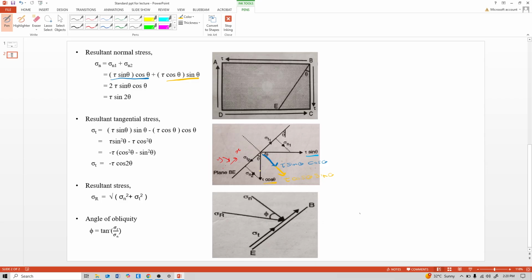This tau cos theta resolved into the y-axis, and this tau sin theta resolved into the y-axis, gives sigma n1 plus sigma n2. Now taking tau common, that means 2 tau and sin theta into cos theta remaining. So 2 tau sin theta into cos theta, tau as it is, and 2 sin theta into cos theta is sin 2 theta. Therefore, the resultant normal stress is tau sin 2 theta.